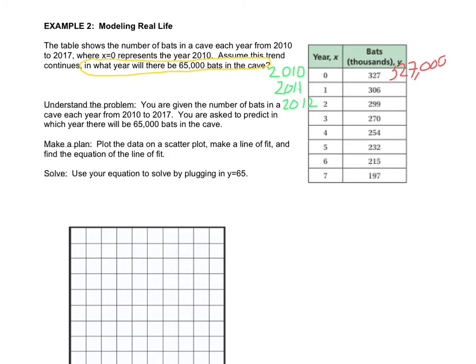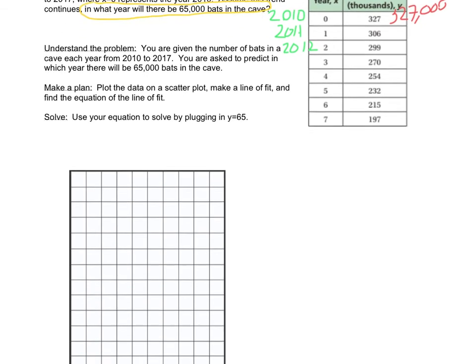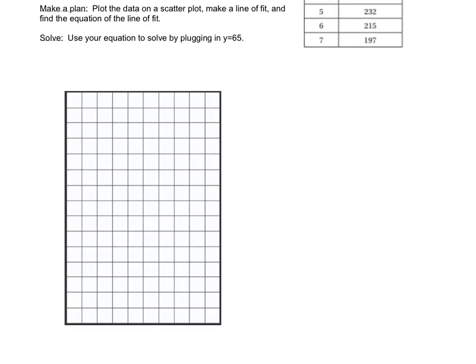So let's go back to the first part. Plot the data on a scatter plot and make a line of fit. Okay, so here you'll notice this grid doesn't have any x or y axis. So let's get one of them in there. So we're going to put them here. And again, notice we're not doing a negative quadrant in any way, because you can't have negative years, you can't have negative bats.